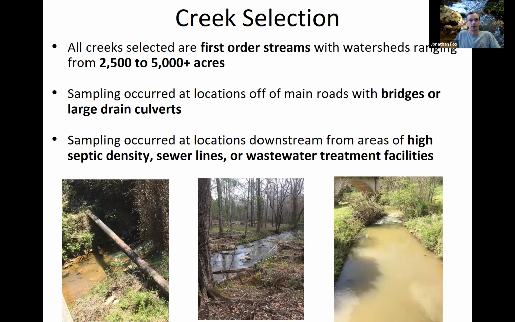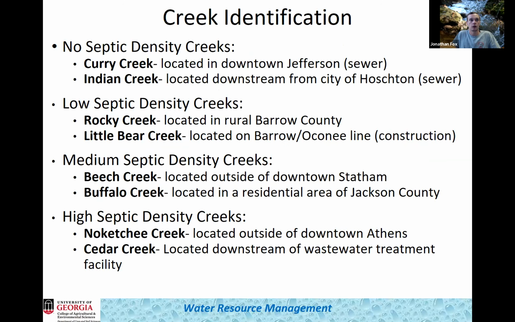So everything's downstream. The way I grouped these was they're either no septic tank density, which is meaning that they would be on sewers or located in sewered cities or downstream from sewer cities like Curry and Indian Creek are. Rocky and Little Bear are low septic tank density creeks. They're probably in the most rural areas, kind of out in the middle of nowhere. Then the medium density creeks are half rural, half residential. Some of them flow through neighborhoods, some of them flow right behind big neighborhoods. And then our high septic tank density creeks are the ones that we know flow through multiple neighborhoods or located right outside of large cities like Noketchee Creek outside of downtown Athens, and even Cedar Creek, which is located downstream of a massive wastewater treatment plant. So it definitely receives additional influence.